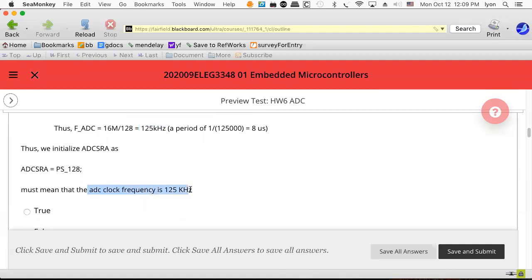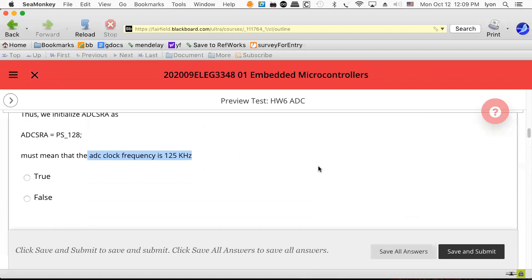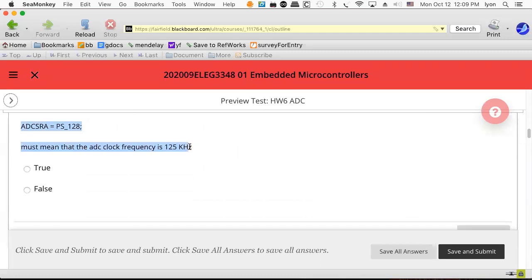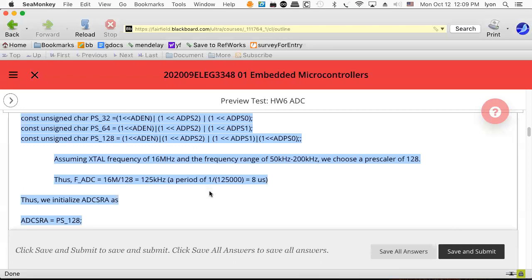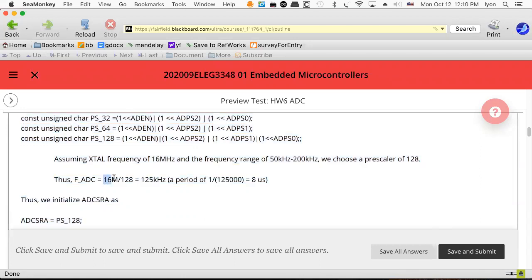But ADC clock frequency is not the same thing as ADC sample rate. So that's different, right? Does it mean that the ADC clock frequency is 125 kilohertz? Well, we just went through that, right? Here's the frequency right in through here. We take the prescaler, divide it into the 16 megahertz crystal, and that gives us the input into the ADC. So that's your 125 kilohertz right there.